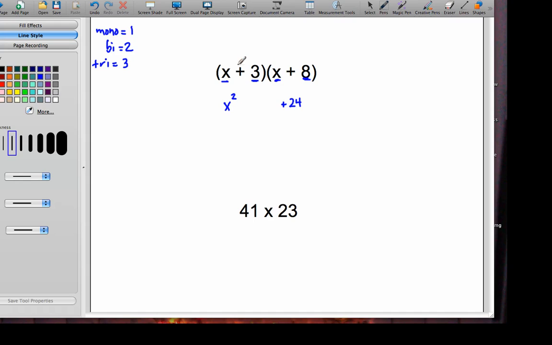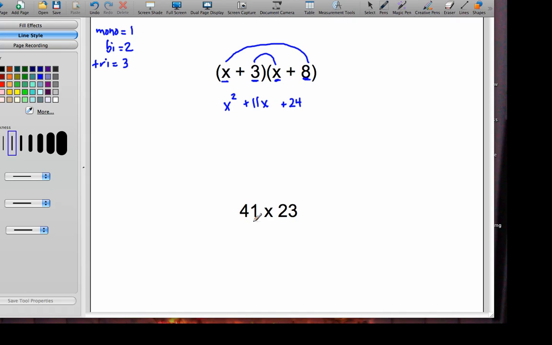All right, and to find the middle term, what you would do is simply use rainbow multiplication. So what that means is you would draw a rainbow. So you multiply the x by 8 and the 3 by x. So x times 8 is 8x, and 3 times x is 3x. So 8x plus 3x is 11x, positive 11x. And that's how we have used that example to solve and simplify these binomials, all right, to multiply them as well.